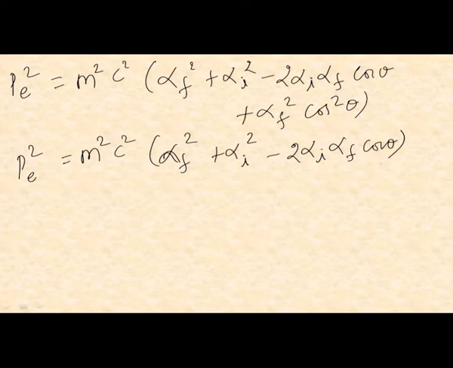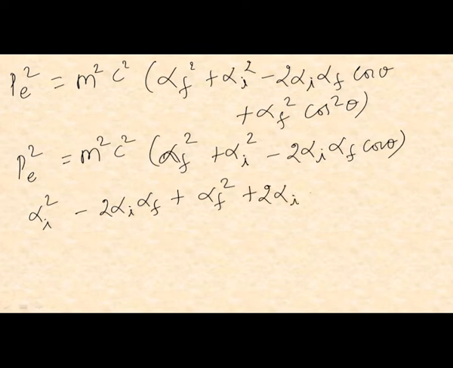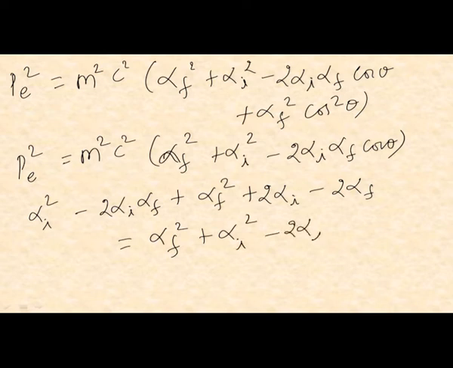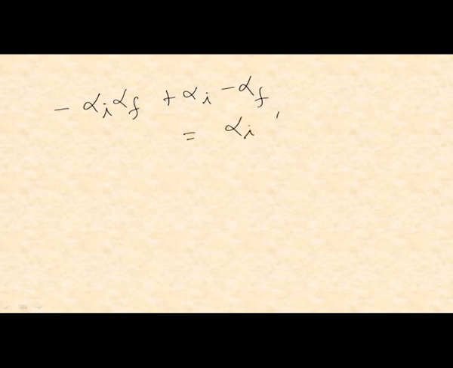Comparing this with our previous equation of P_e square, we have alpha i square minus 2 alpha i alpha f plus alpha f square plus 2 alpha i minus 2 alpha f. This is the previously obtained expression for P_e square. Now, the currently obtained expression for P_e square is alpha f square plus alpha i square minus 2 alpha i alpha f cos theta. Simplifying this, we will get minus alpha i alpha f plus alpha i minus alpha f is equal to minus alpha i alpha f cos theta.